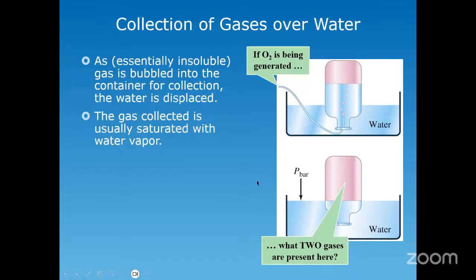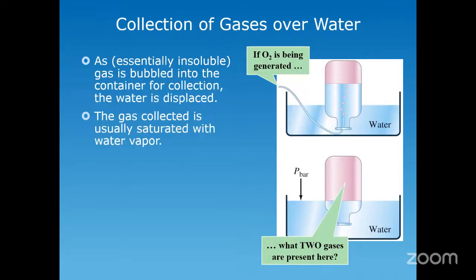What we try to do when we set up this experiment is allow enough oxygen to be collected until the water level inside the jar is at the same level as the water level outside the jar. The reason we do that is because once we achieve that, we know that the barometric pressure acting on the surface of the water outside would be equal to the total pressure exerted on the surface of the water inside. And that makes it easier for us to do some calculations.